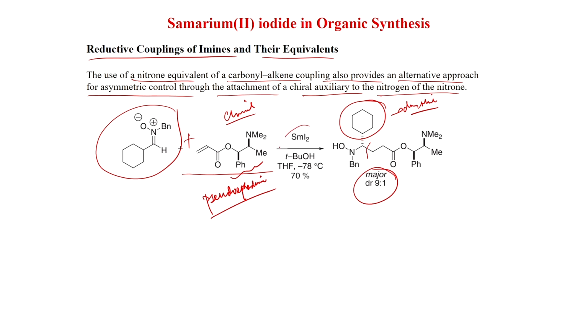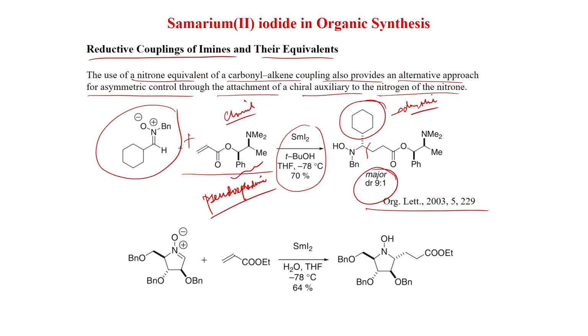Under these conditions, samarium iodide, tert-butanol, THF, minus 78 degrees centigrade, you get 70% yield of this product. And this was also published in Organic Letters 2003, page number 229. And this is a cyclic N-oxide.